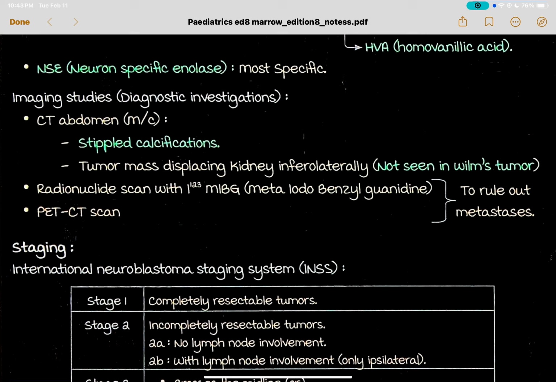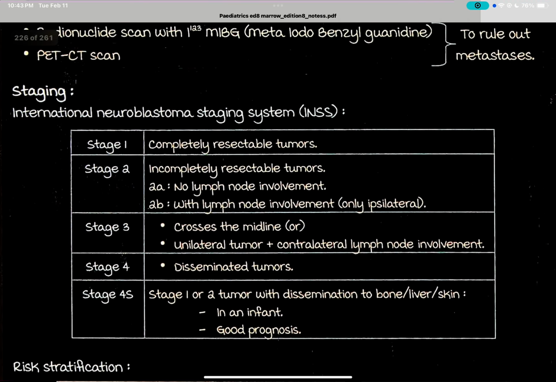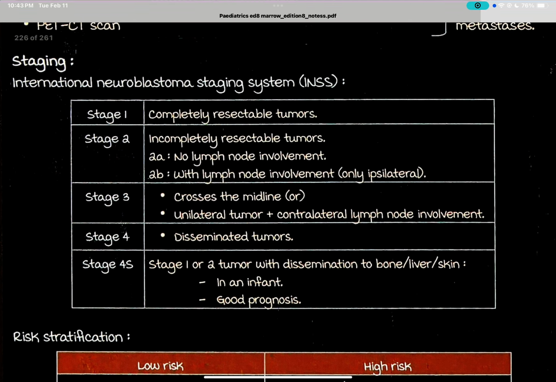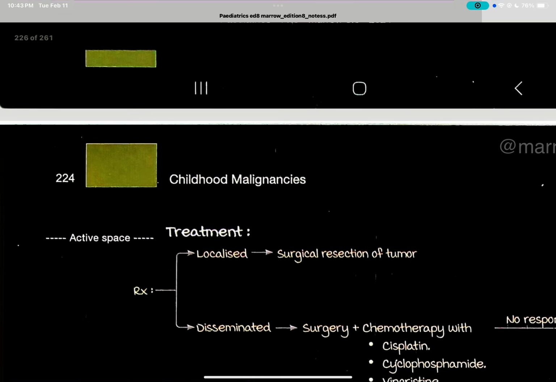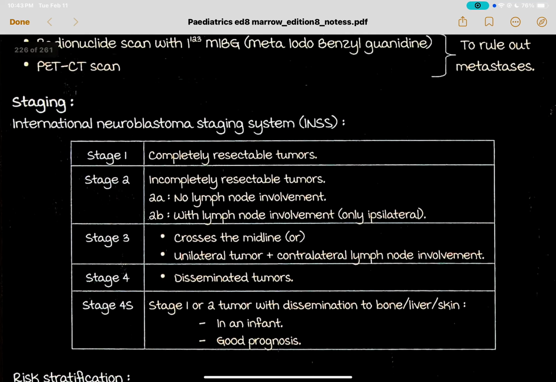Radionuclide scan with iodine-123 MIBG, meta-iodobenzylguanidine, and PET CT scan are done to rule out metastasis. Staging: the International Neuroblastoma Staging System is divided into 4 stages: 1, 2, 3, 4, and then 4S.